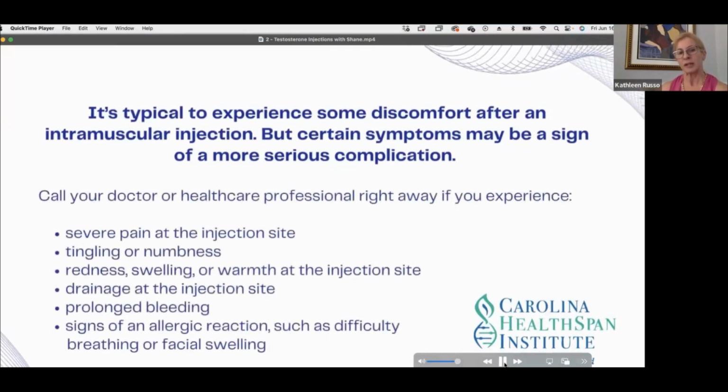Some other injections that we do with intramuscular injections are Ultraline, B complex, vitamin D3 injections, and glutathione. Those are just a few that may also be given intramuscularly.